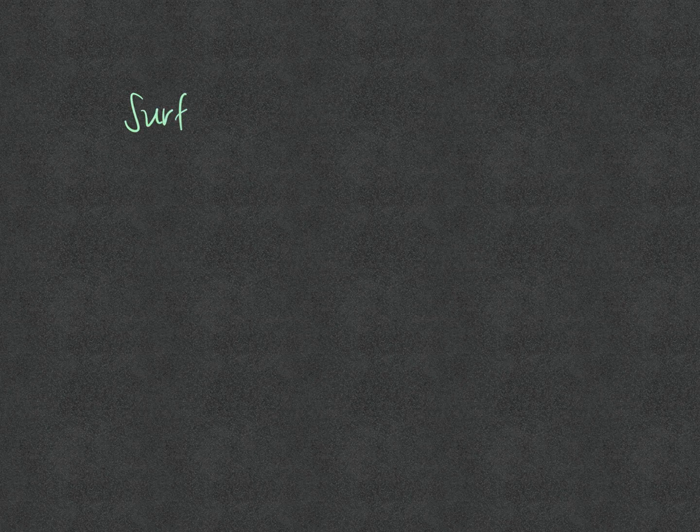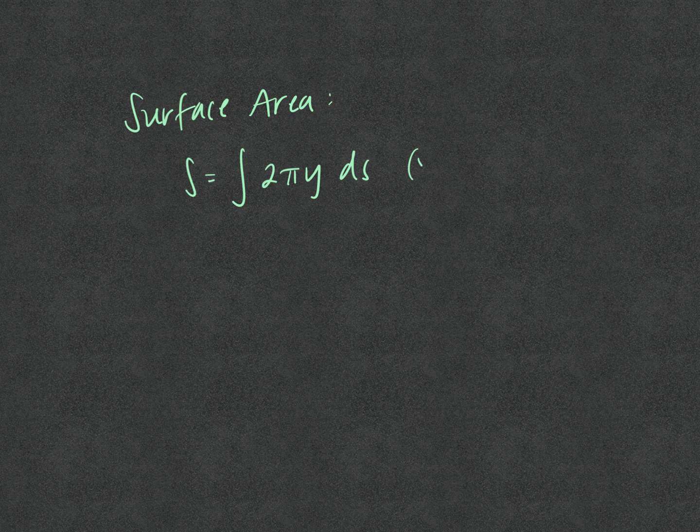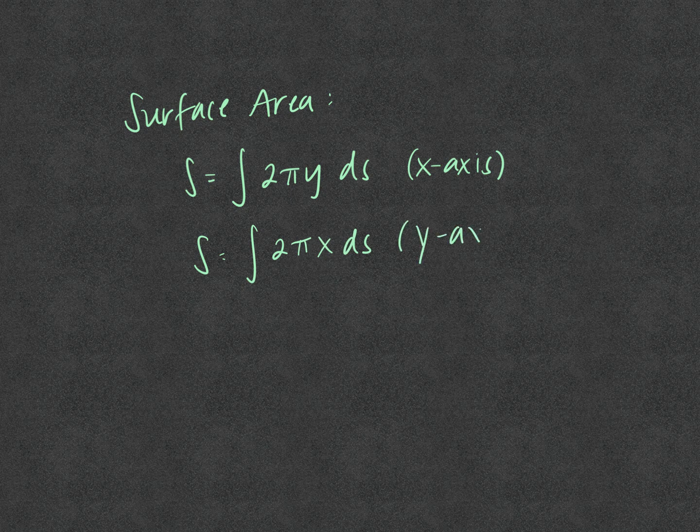Surface area has two formulas as well, but we're going to say there are four formulas, okay? So surface area says S equals the integral of 2 pi y ds. So that's when you're working with respect to the x, when you're looking at your surface area with respect to the x-axis. And then S equals the integral of 2 pi x ds when you're working in terms of the y-axis. I did say working in terms of it when you're rotating around the x-axis or the y-axis.